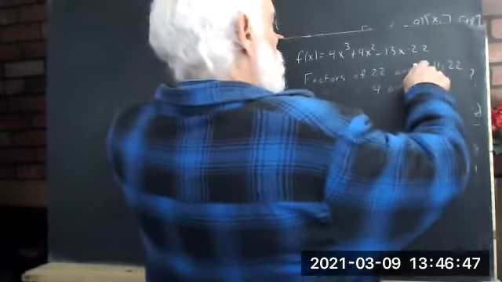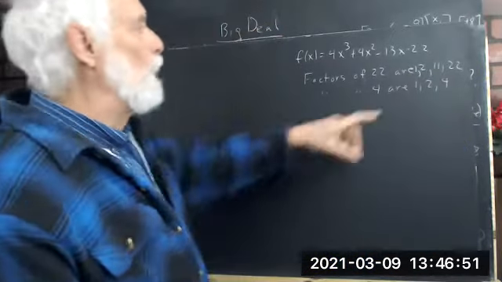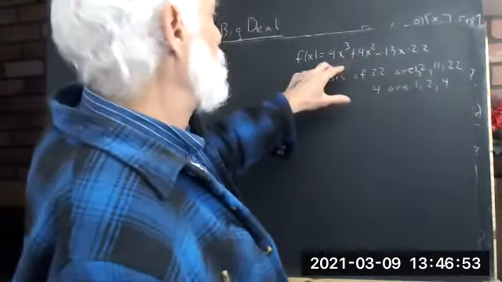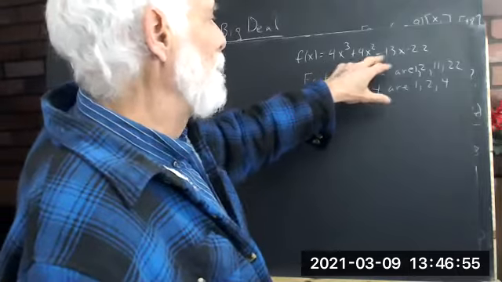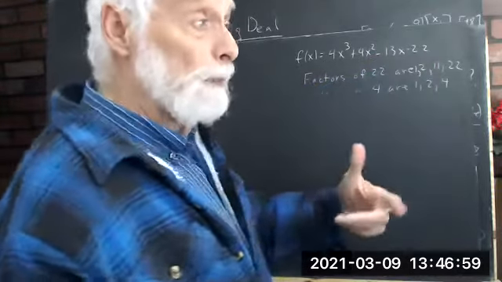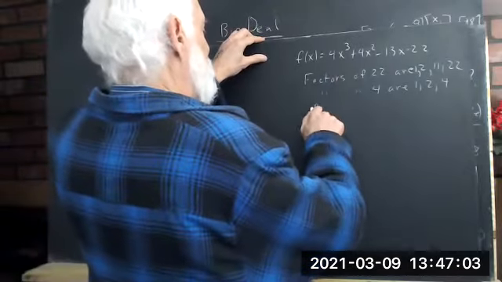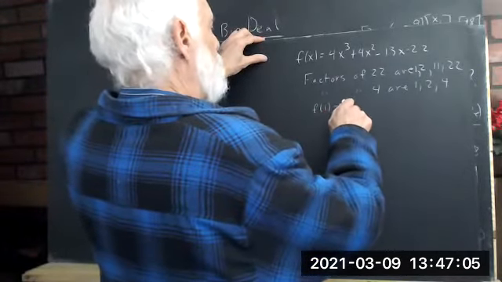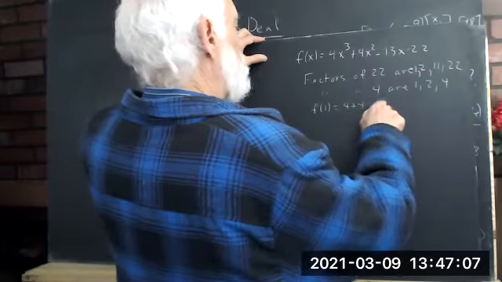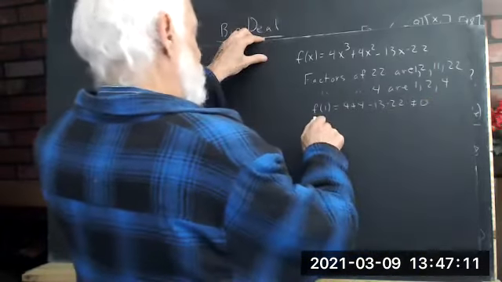You also have 1. 1 is clearly not going to work because you're going to have 8 here, and then you're going to have minus 35 here. Negative 1 might work. So f of 1 is 4 plus 4 minus 13 minus 22. Clearly not 0. The negatives are too big.